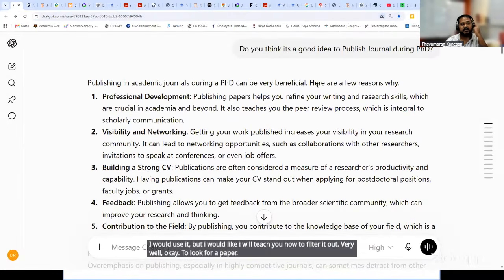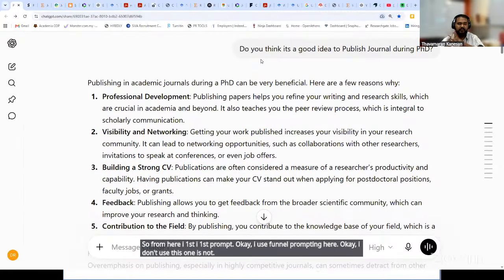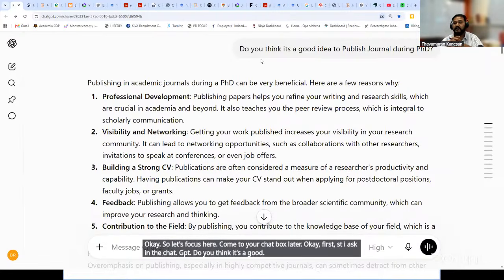For example, this is the ChatGPT Plus premium version. From here, I first prompt. I use funnel prompting here. It is not persona prompting, this is funnel prompting. So, do you think it's a good idea to publish a journal during PhD? Let's focus here, guys, I'll come to your chat box later. First, I asked ChatGPT, do you think it's a good idea to publish a journal during PhD?